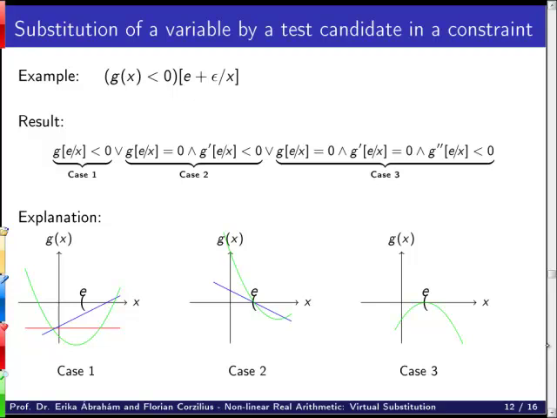And finally, the last case just holds for quadratic functions g, where the first derivative is 0 and the second one is negative. And then it looks like this. And here you see again, if we take e plus some infinitesimal, then it would be negative again. Okay?